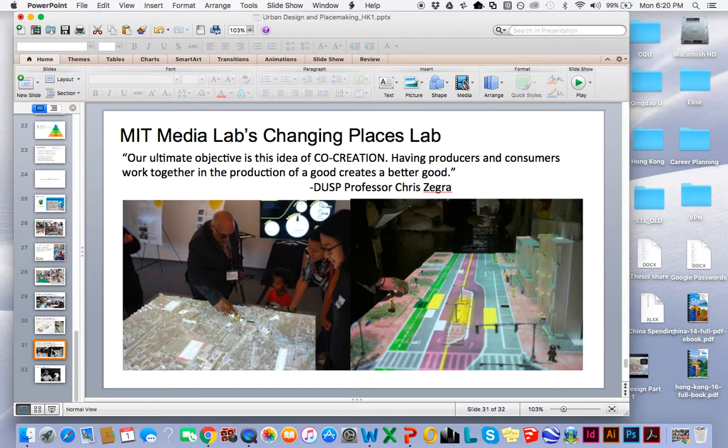And the professor that's leading this initiative, Chris Zegras, believes that our ultimate objective is this idea of co-creation, or the planners and traffic engineers working with the public. He believes that having producers and consumers work together in the production of a good creates a better good. So this idea of co-creation, I really want you to remember and consider in our work for these next 2 weeks in the summer camp and in your careers in the future.